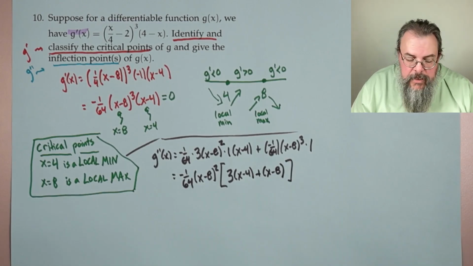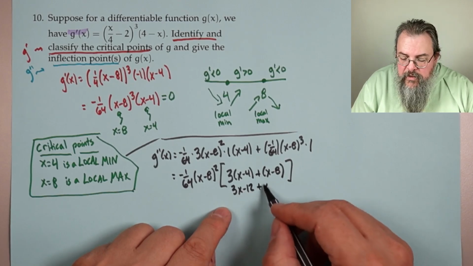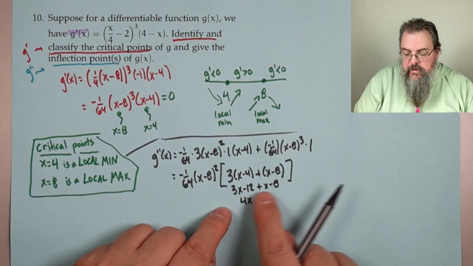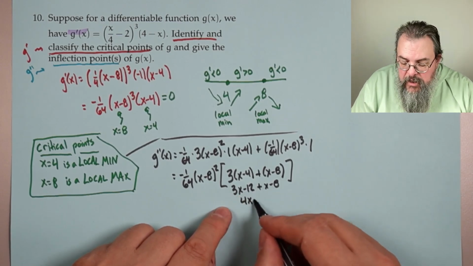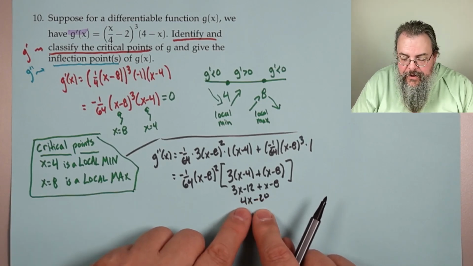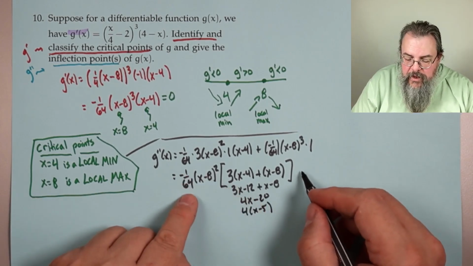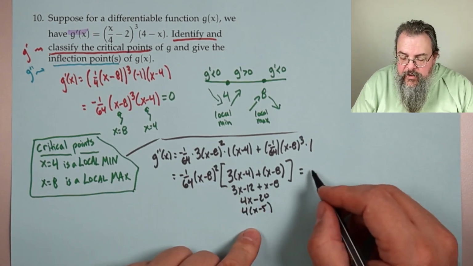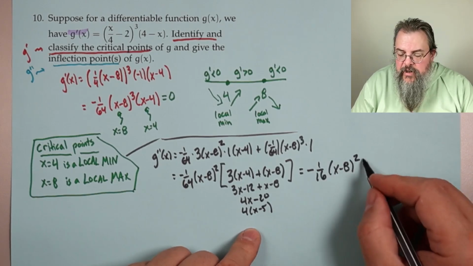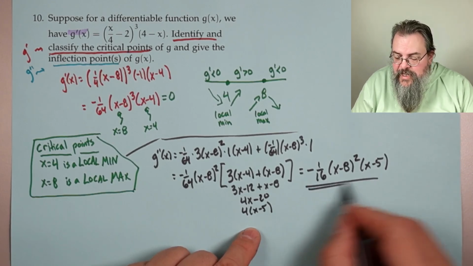Oh, okay, well, all right. Let's see. This would become 3x minus 12 plus x minus 8. That's 4x minus 20. Okay. Oh, we can pull a 4 out. So let's pull a 4 out. All right, this is 4 times x minus 5. And pull a 4 out. So negative 1 over 64 times 4 is negative 1 over 16. X minus 8 squared, x minus 5. Okay, now that's our second derivative.